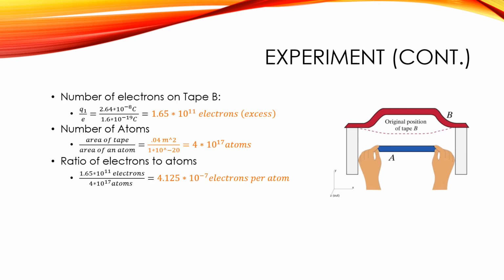Another thing we wanted to find was the number of excess electrons on our tape B. That is easily found by taking our charge from the last step and dividing it by the electron constant of 1.6 times 10 to the negative 19 coulombs. We are also able to find the number of atoms on one side of our tape and create a ratio of excess electrons to atoms.